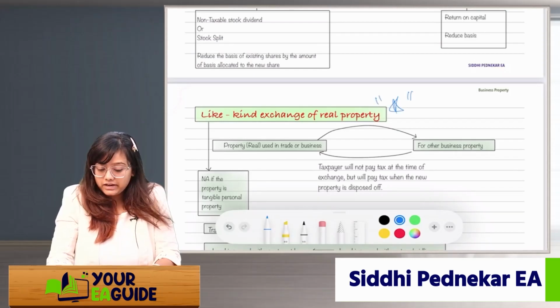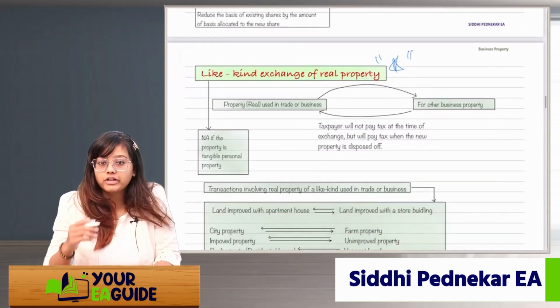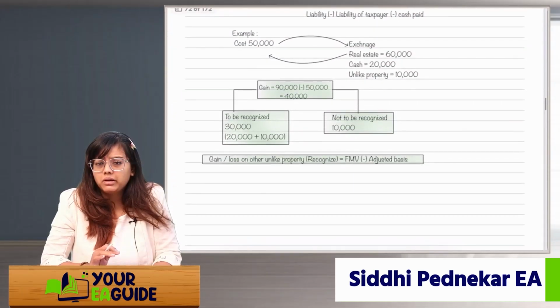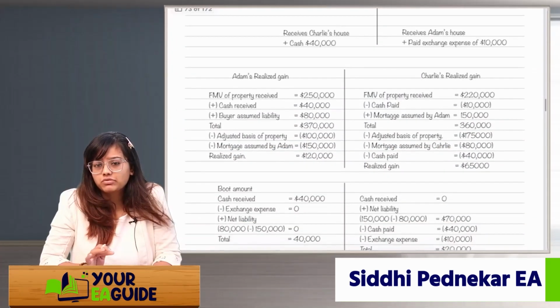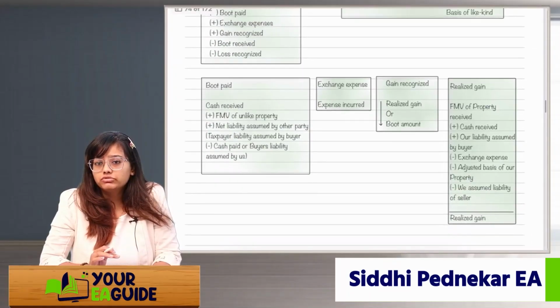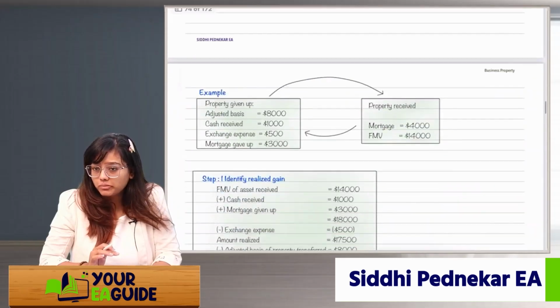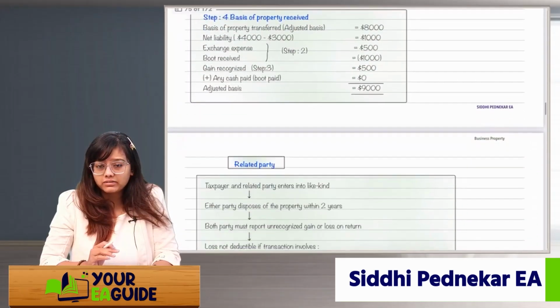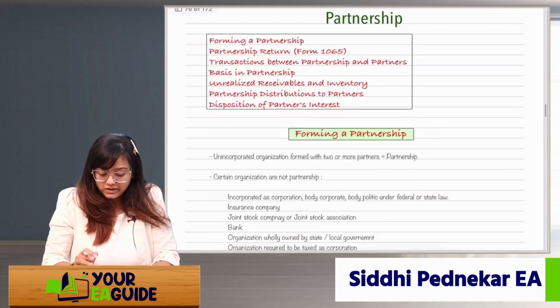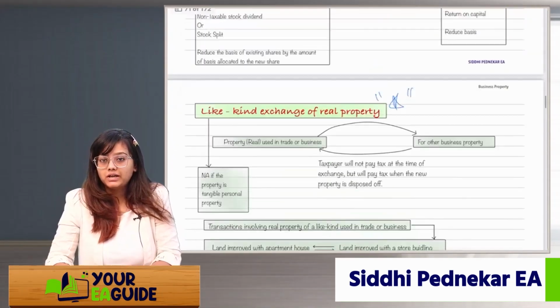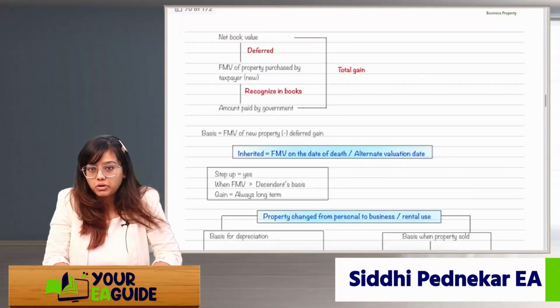And you know guys, I have included here a lot of examples. Just remember these examples and you will be able to solve any question which comes in the exam. So we'll do it in a very detailed and conceptual manner. This topic is so easy and very important as well. So tomorrow we'll complete this chapter, that is basis and the like kind exchange property.